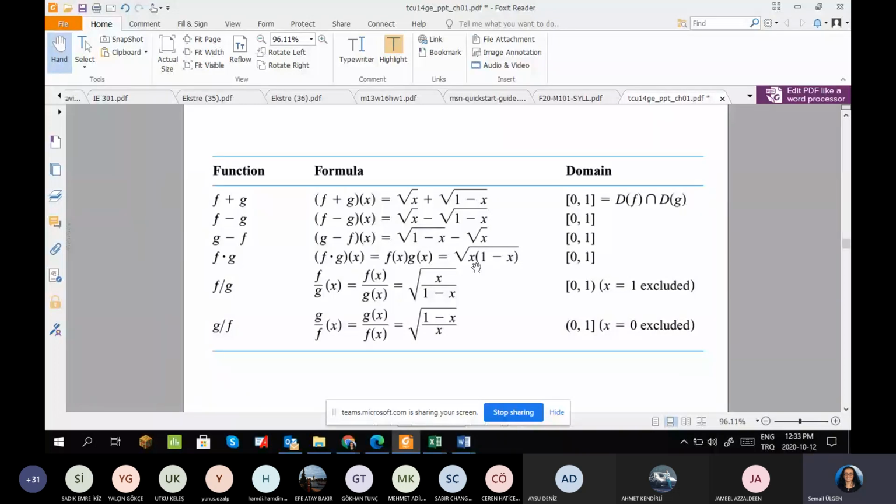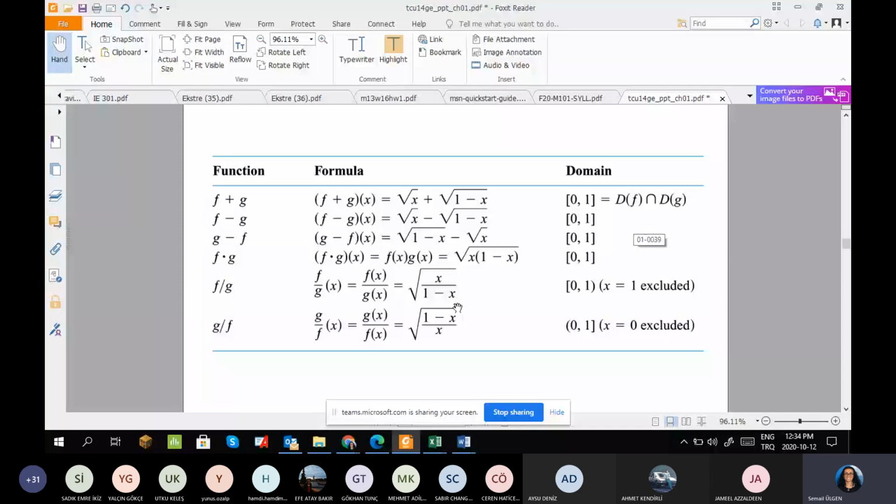And look at the domain. When you are combining the functions, no problem. It's easy to combine them. Multiplication is easy. Taking the ratio is easy. Just write the square root of x over square root of 1 minus x. If you do g over f, it's just square root of 1 minus x over square root of x. So the formulation is good. But the domain is a little bit tricky. When you're combining, what does it mean? We are creating new functions using two functions. You can always create new functions by using two functions.